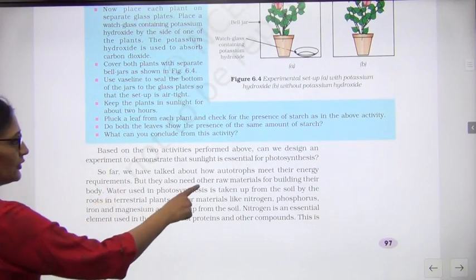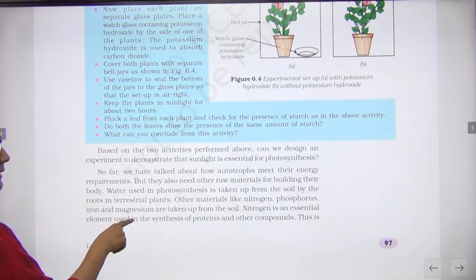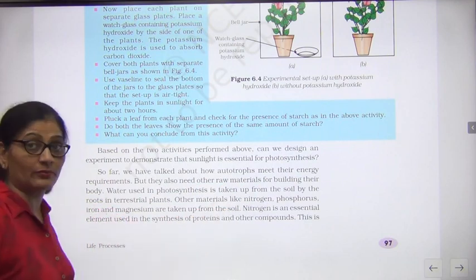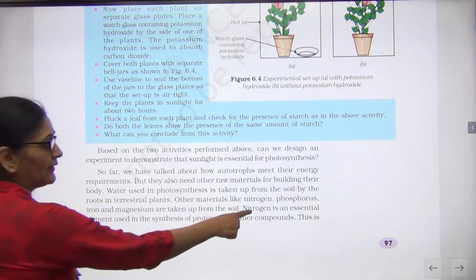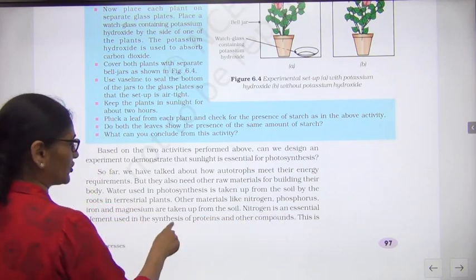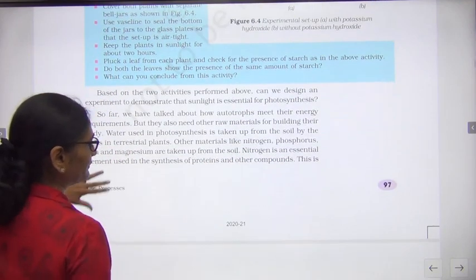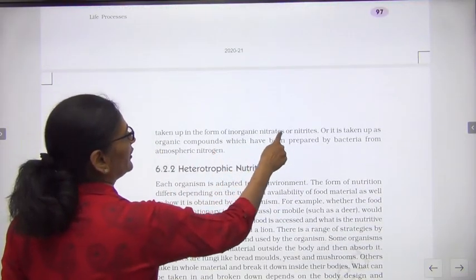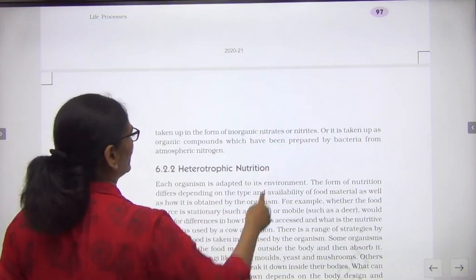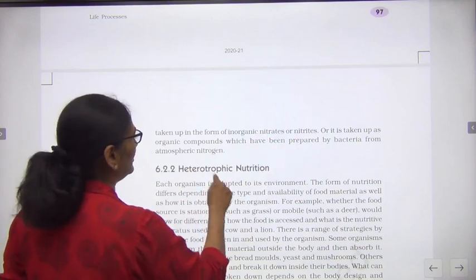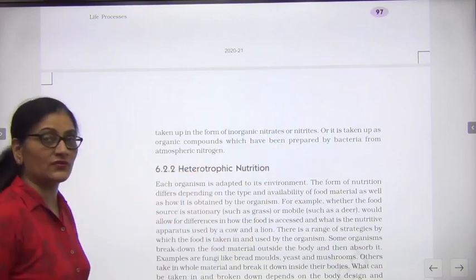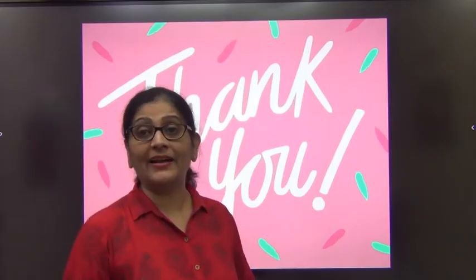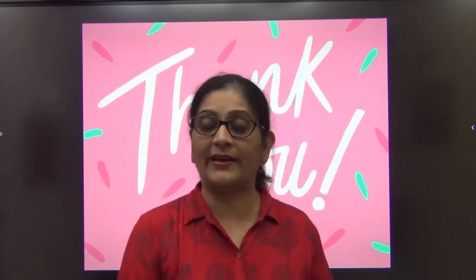Apart from this, autotrophs also need some minerals. What are the minerals they require? Nitrogen, phosphorus, iron, and magnesium. Sorry, it's not calcium, it is magnesium. Then what is the function of nitrogen? It is essential for synthesis of proteins, right? And how do plants get their nitrogen? They take it up in the inorganic form, that is nitrite or nitrate, or in the organic compounds prepared by bacteria through atmospheric nitrogen, and humans, we take it from the plants. Okay? So with that we come to an end to today's lecture.